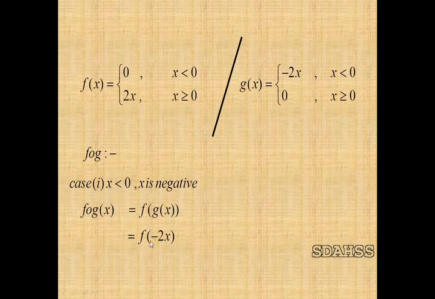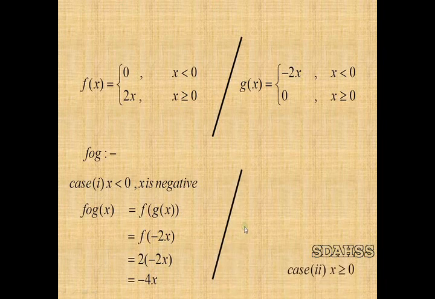So this becomes x is positive, x greater than 0. So f of minus 2x, greater than 0, is 2 into minus 2x. Multiply 2 into minus 2x, minus 4x. Now the second case, x greater than or equal to 0.